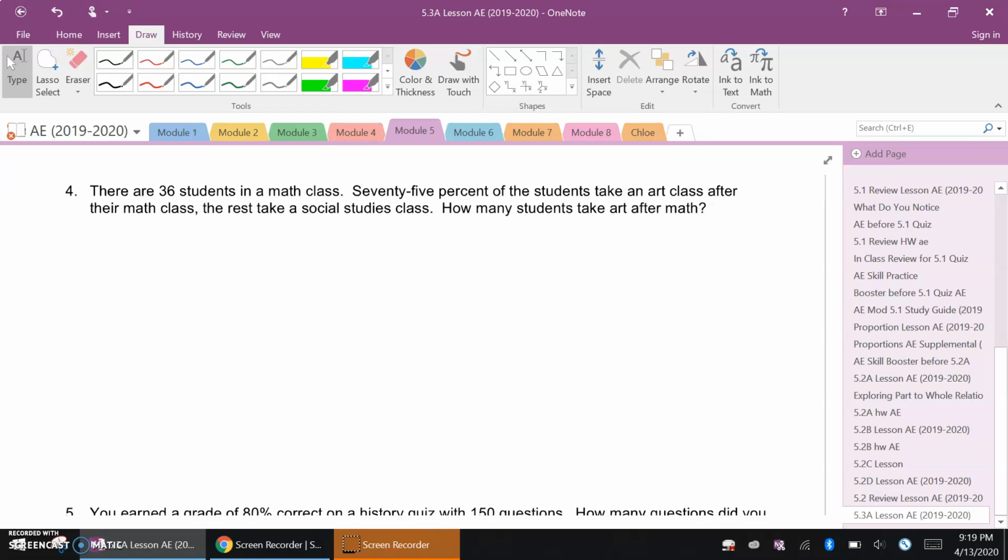So there are 36 students in a math class. 75% of the students take an art class after math, and the rest take social studies. How many students take art after math? So math is the one thing that's consistent there. The students in the math class, this is going to be your original number of students. And what you're looking for is kind of like what period are they going to next. So when it says 75% of students take art, and then how many take art, that's what we're going to let our x be. So we're going to let x equal the number of students who take art.